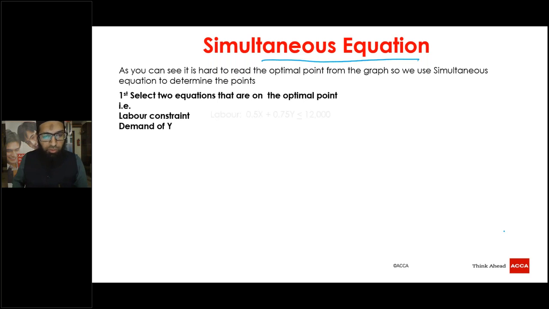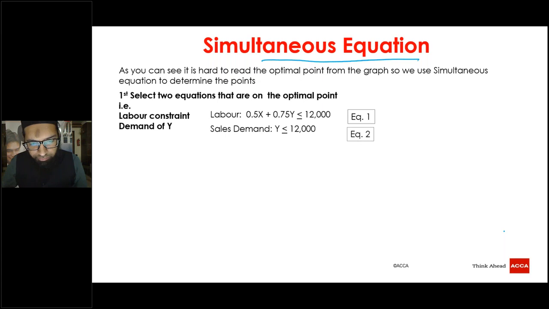Now, the equations were equation 1 and equation 2. What I do, I will solve them simultaneously. Now, this is a fairly simple question. In equation 2, I can directly get a value of Y, which is Y equals 12,000. So what I can do is put the value of Y from equation 2 into equation 1.